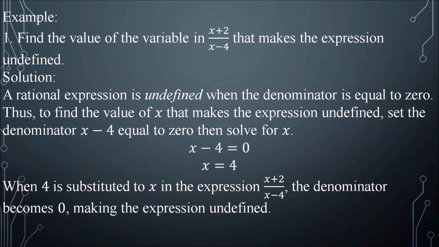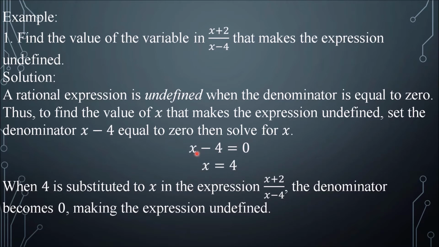Let's have the first example. Find the value of the variable x in x plus 2 over x minus 4 that makes the expression undefined. So a rational expression is undefined, take note, when the denominator is equal to 0. Thus, to find the value of x that makes the expression undefined, set the denominator x minus 4 to 0. Then solve for x.